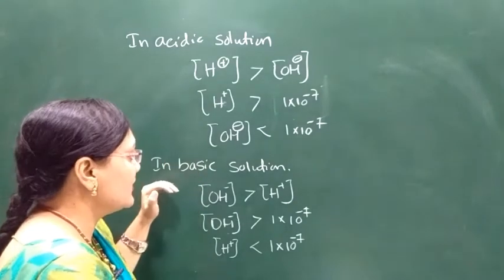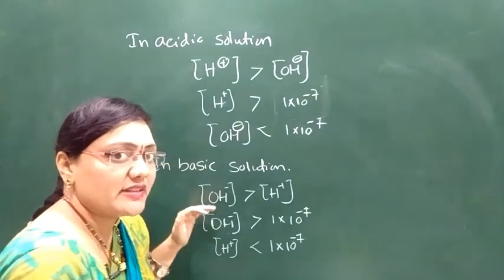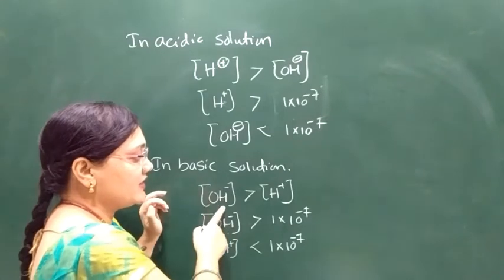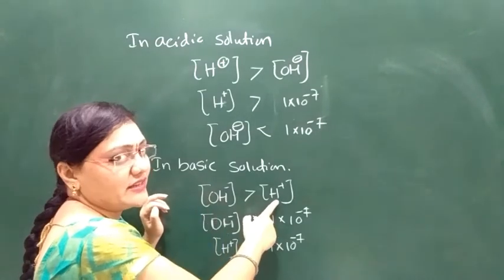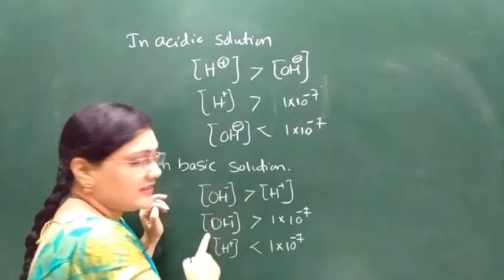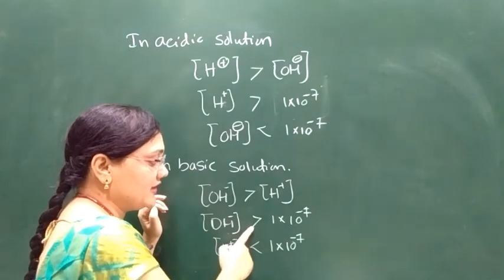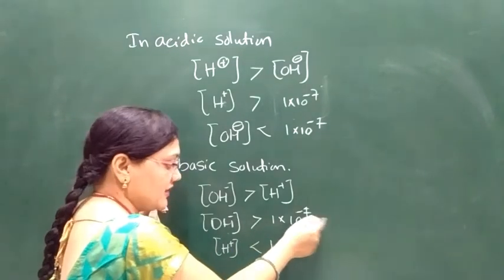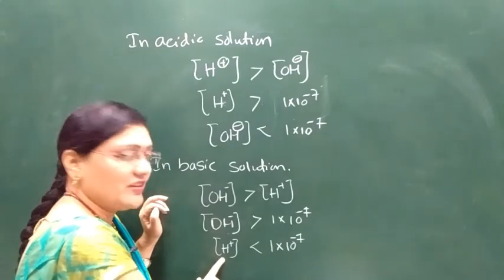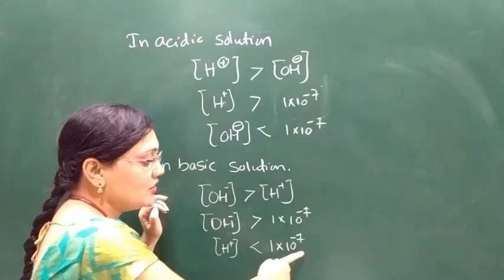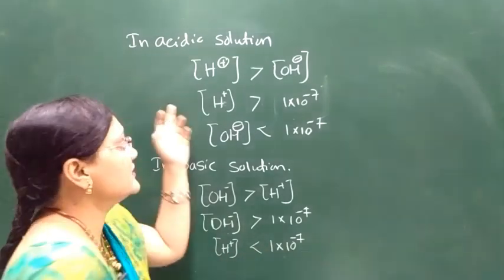The next one is the basic solution. In a basic solution, the concentration of OH minus ions is greater than the concentration of H plus ions. The OH minus concentration is greater than 1 into 10 to the power of minus 7, and the H plus concentration is less than 1 into 10 to the power of minus 7. These are the values.